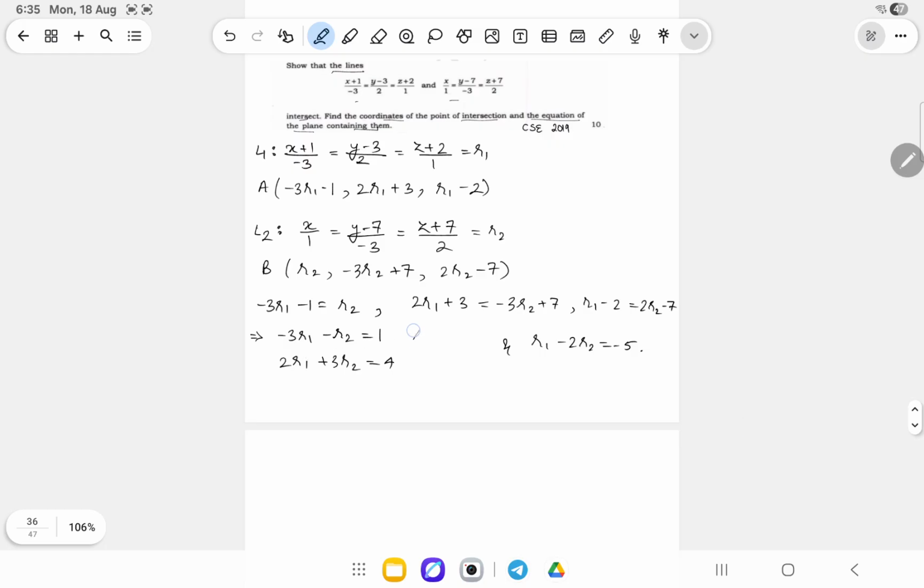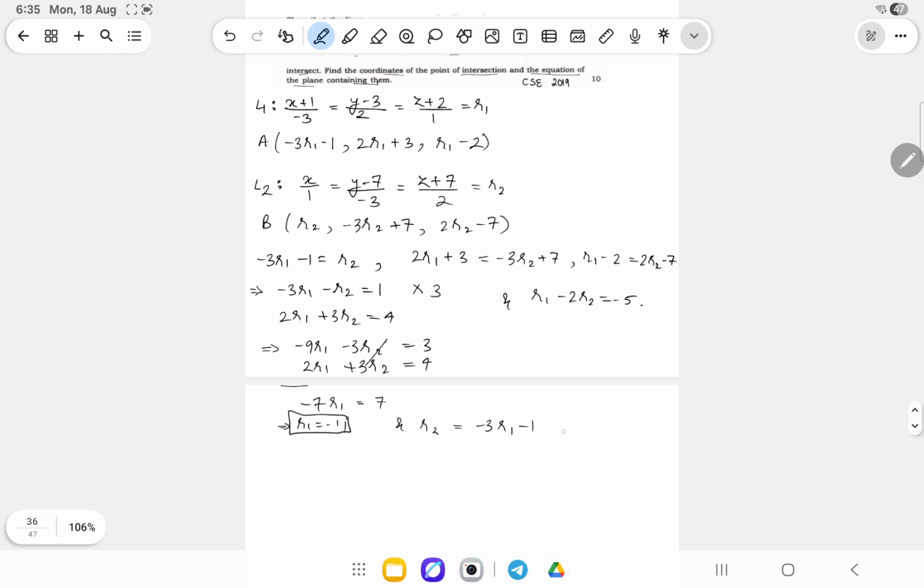So if I just multiply the first relation between r1 and r2 by 3, I'll get minus 9r1 minus 3r2 equals 3, and 2r1 plus 3r2 equals 4. If I just add these two equations, I'll get minus 7r1 equals 7. So from here I got my r1 as minus 1, and r2 as minus 3r1 minus 1, which equals 2. So my r2 is 2.